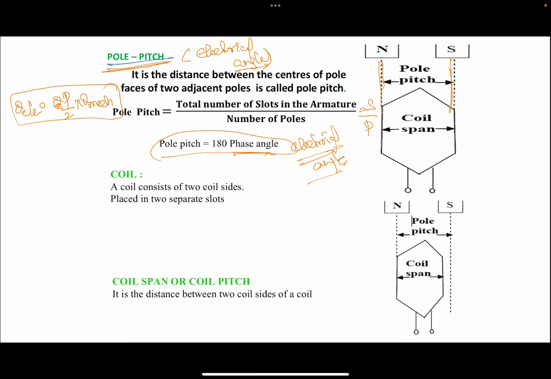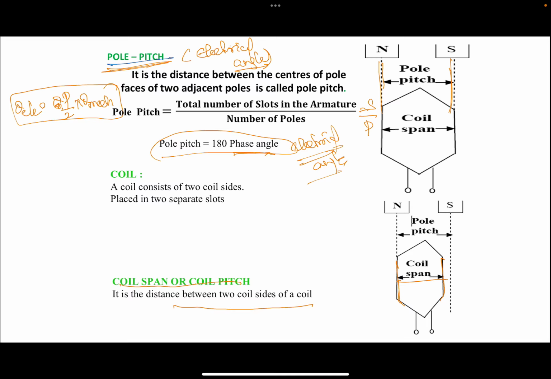What is coil span here? Next definition. Coil span is the distance between the two sides of a coil. It is the distance between the two ends of the same coil. From the front side to the back side, what is the distance? That is nothing but coil span.